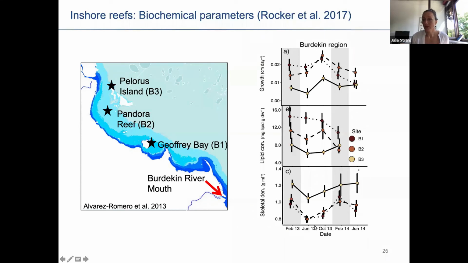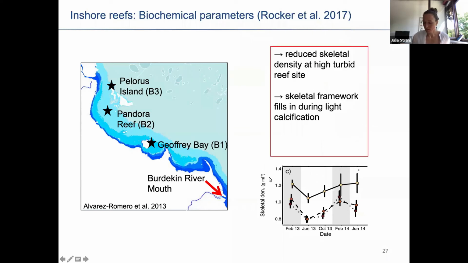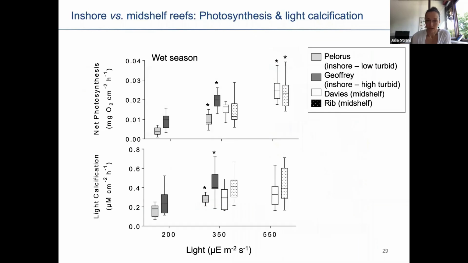but the framework gets more brittle, and this will actually increase their susceptibility to physical damage, for example, during cyclones. So here they show a really clear impact of the lower light availability.